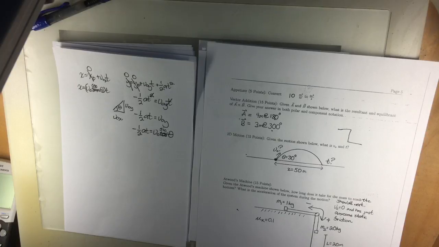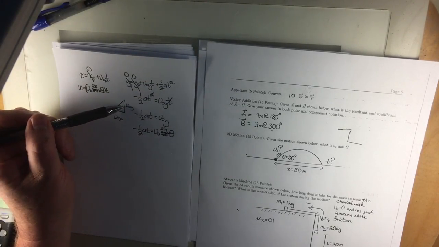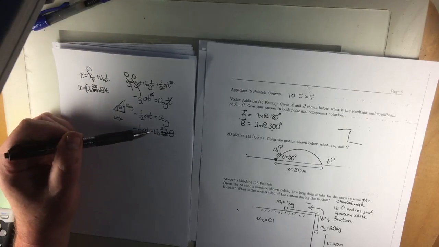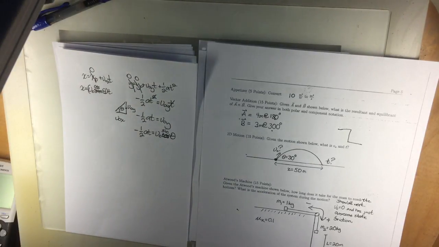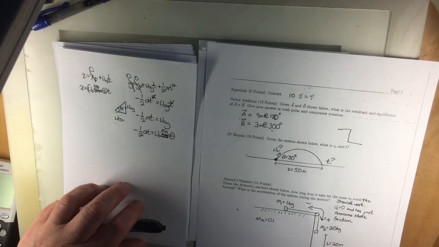V naught y, and you can see it, V naught y is the opposite side, so V naught y is V naught sine theta. Once again, I intentionally made a mistake to see if you guys were paying attention.